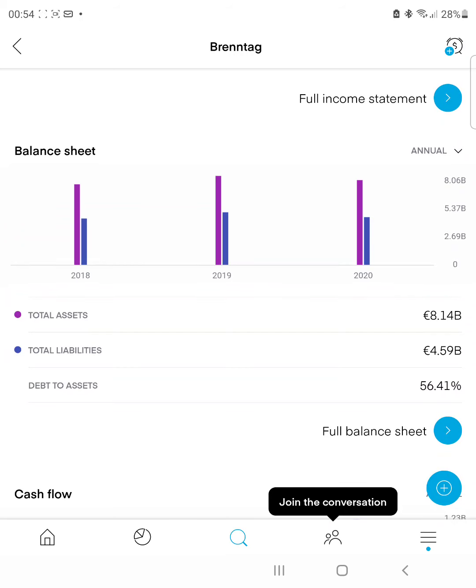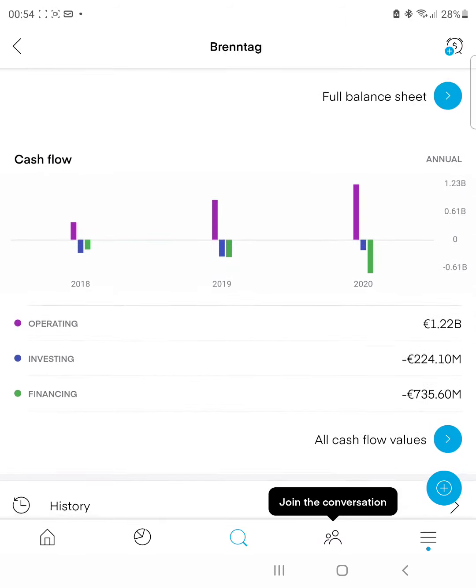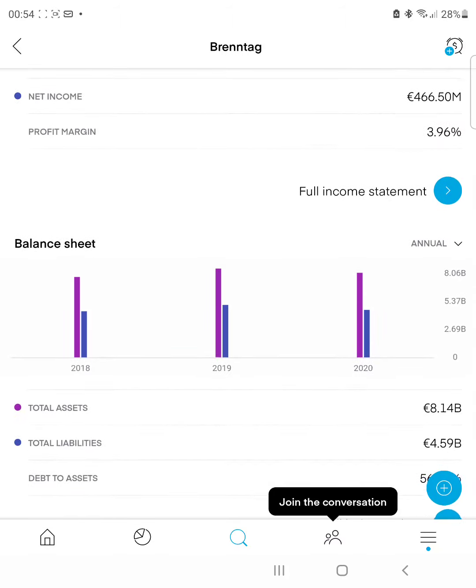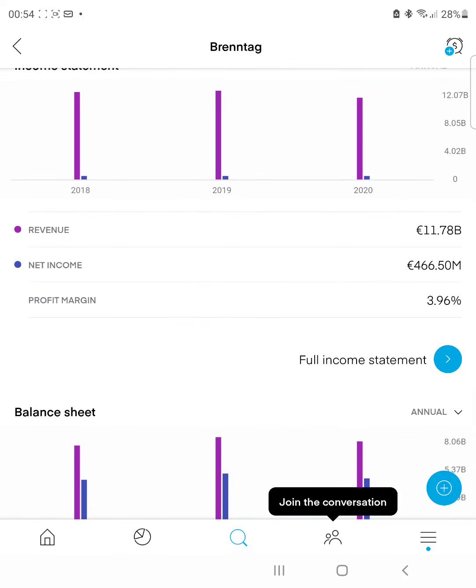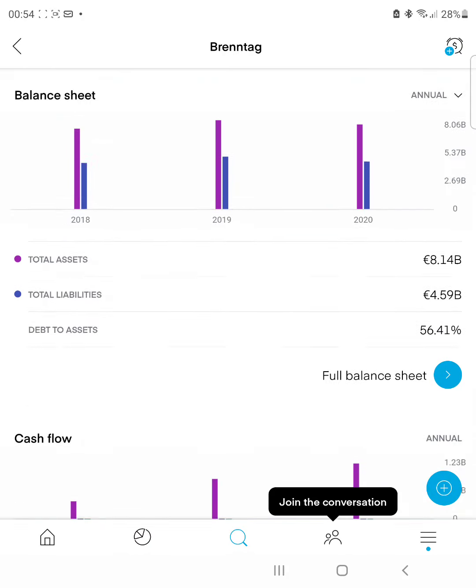The balance sheet suggests that the debt is very high, over 50% of the assets, which is not great because the interest charges will probably wipe out most of the profit margin.